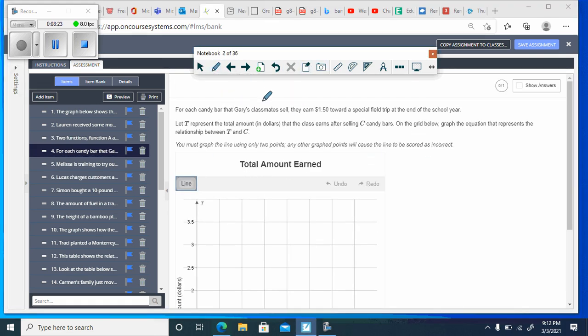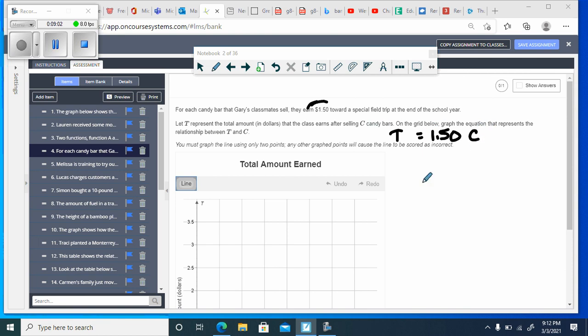Now, for each candy bar that Gary's classmates sell, they earn $1.50 towards a special field trip at the end of the school year. So that's $1.50 per candy bar, right? Let T represent the total amount of dollars that the class earns after selling C candy bars. On the grid below, graph the equation that represents the relationship between T and C. Well, let's see. T is a total amount in dollars. They're going to earn $1.50 for each candy bar. So there's your rate of change, $1.50 times your number of candy bars, right?